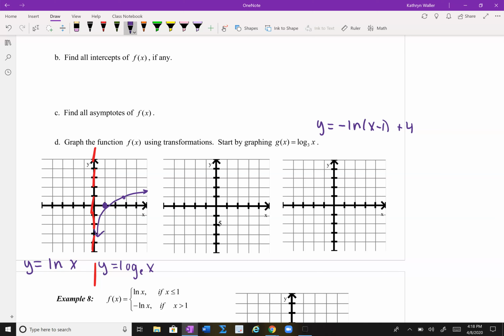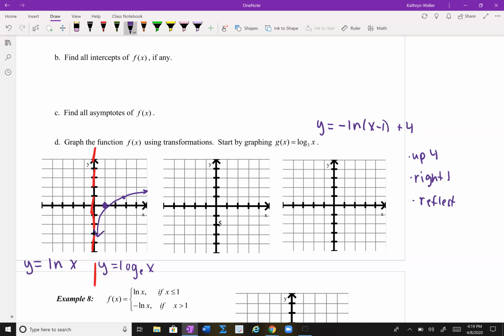Now, let's list our adjustments. So the plus 4 shifts your graph up 4. The minus 1 shifts your graph right 1. And remember, a negative is a reflection. So the question is, do you reflect it across the x or do you reflect it across the y?